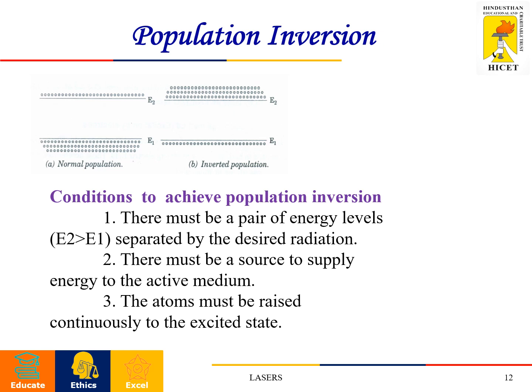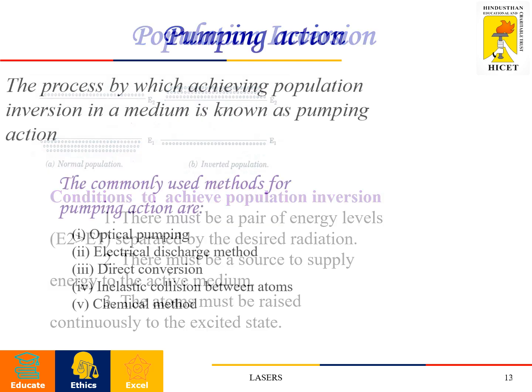That is depicted in the diagram. The first diagram shows where the number of atoms in the excited state is less, and the second diagram depicts where the number of atoms N2 in the excited state is greater than the number of atoms in the ground state N1, which is called population inversion. To achieve population inversion, three conditions must be satisfied. One, there must be a pair of energy levels E1 and E2 separated by the desired radiation. Two, there must be a source to supply energy to the active medium. And three, atoms must be raised continuously to the excited state.